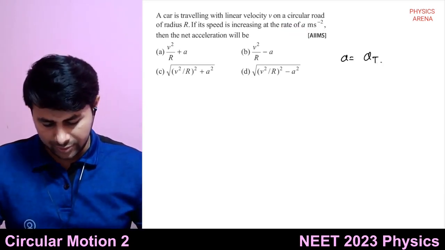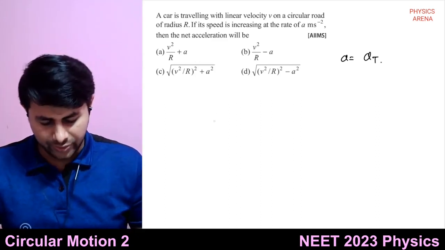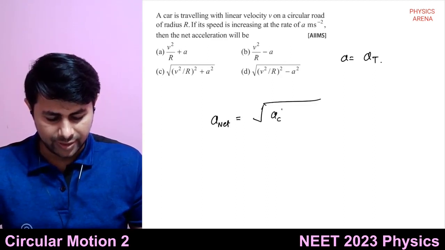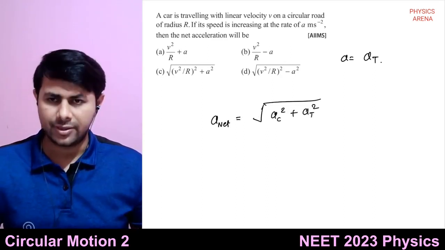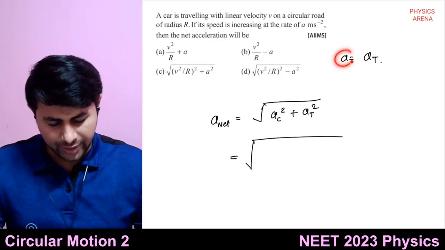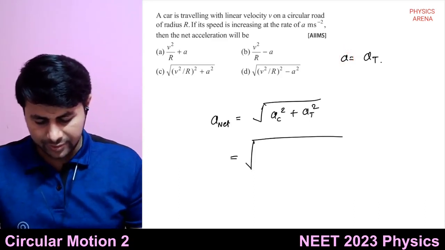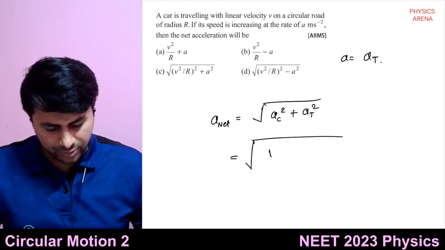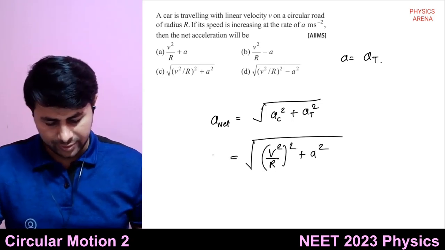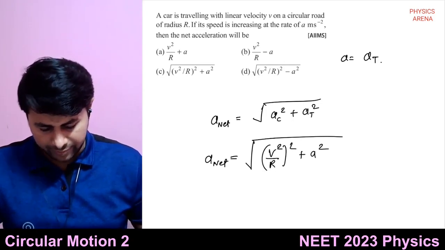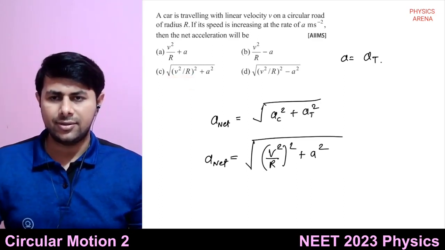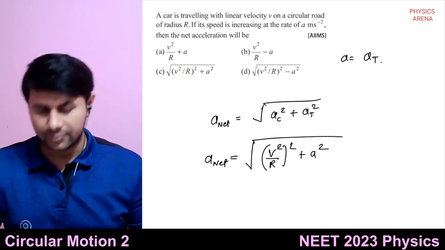Okay. And now, what is net acceleration? We know what is net acceleration. The square root of AC square plus AT square. So AT is given to be equal to A. What is AC? V square upon R. So it is the square root of V square upon R, the whole square, plus A square. This is the magnitude of net acceleration. So the answer is option C. Simple? Yes, sir.